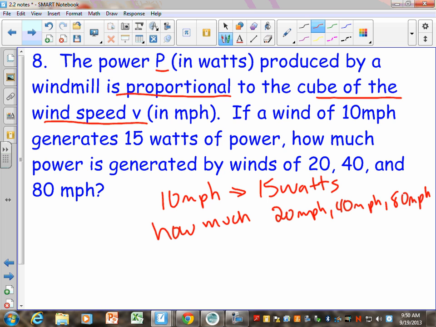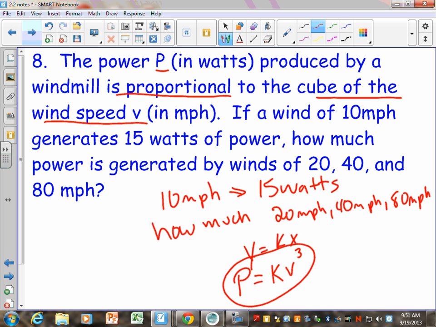So how could I write that equation? P equals the cube of the wind speed V, so that would be V cubed times some constant. That would be your equation. If it just said write the equation, we're done with that. But they actually want us to solve it, which means they have to give us something to solve for K, and then we have to use that to find what's missing.